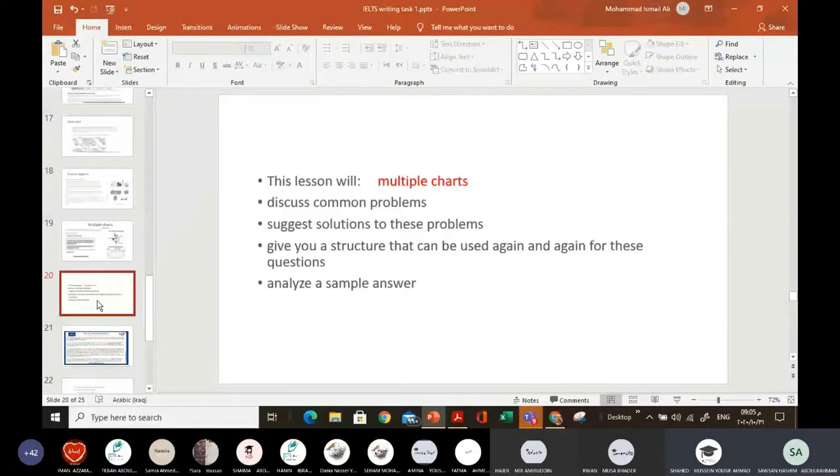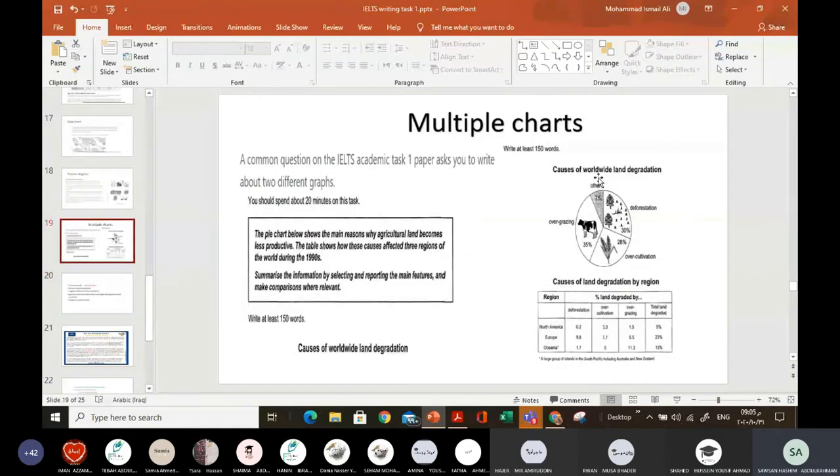Yes? We are here, teacher. Yeah. So this is multiple charts to discuss common problem. This is multiple chart. This is called multiple chart. This is pie chart, and this is called table chart.